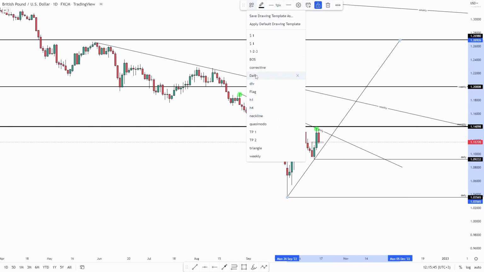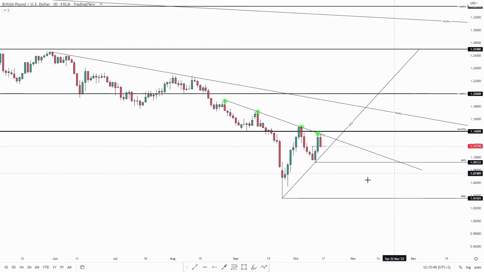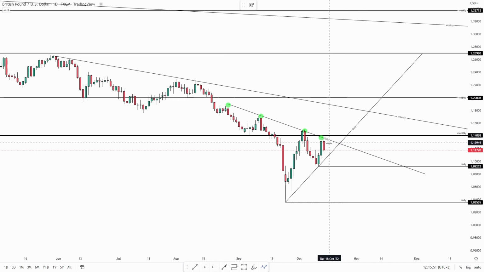It's gonna be a daily one. And from here, if the price breaks this daily trend line, makes a higher high than this one, and if it comes back to test the monthly level and the daily trend line, this is gonna be a confirmed trend line and we are gonna expect a new bullish movement. Something like this.